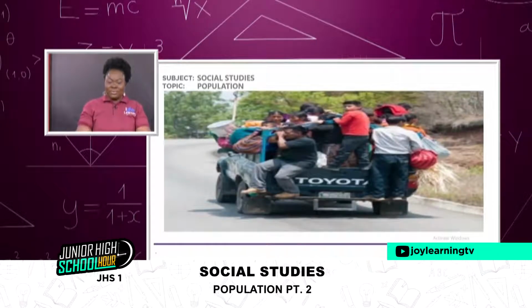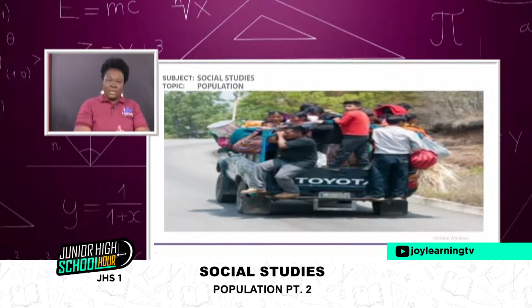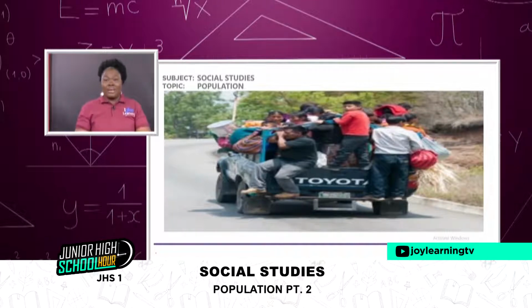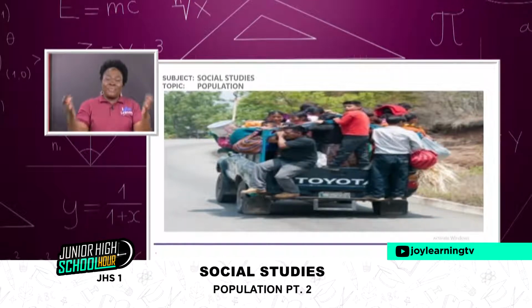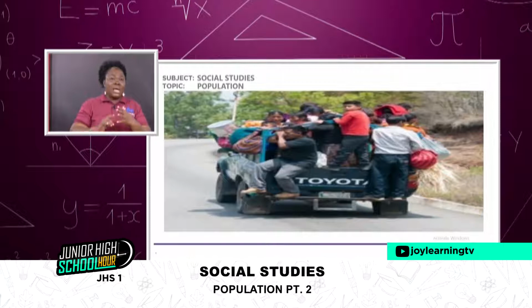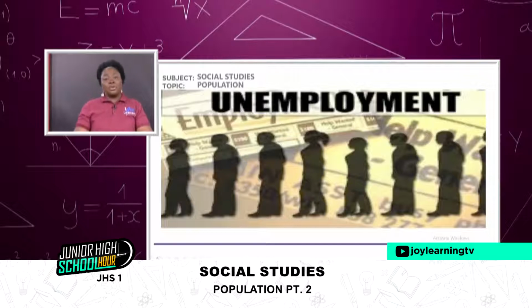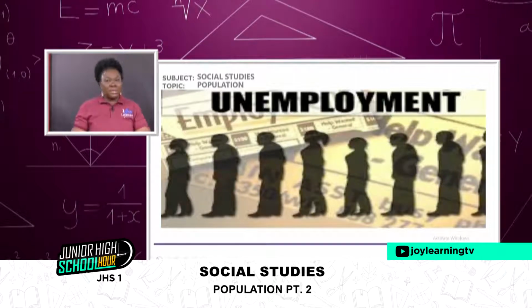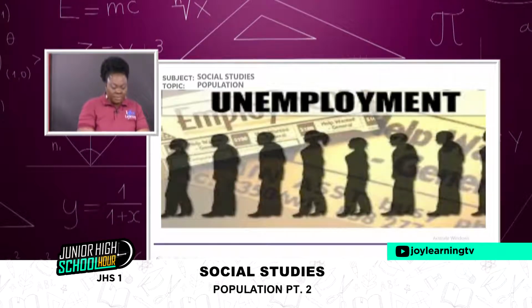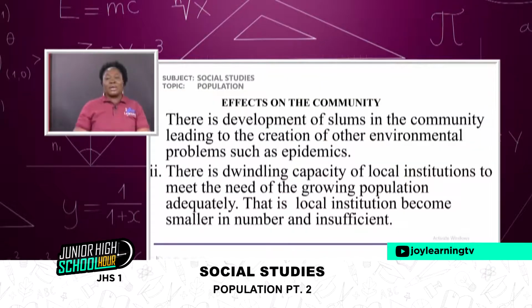Right. Let's look at this vehicle too. A lot of people in the vehicle moving from one place to another, because look at where some people are hanging, standing, or in others, which is not right. Because these are all what? Effects of population on the community and also on the nation. And it also brings about unemployment. And a lot of people, one job, how many people can do it? Only one person. But if there are more people, then what happens? There will be unemployment.